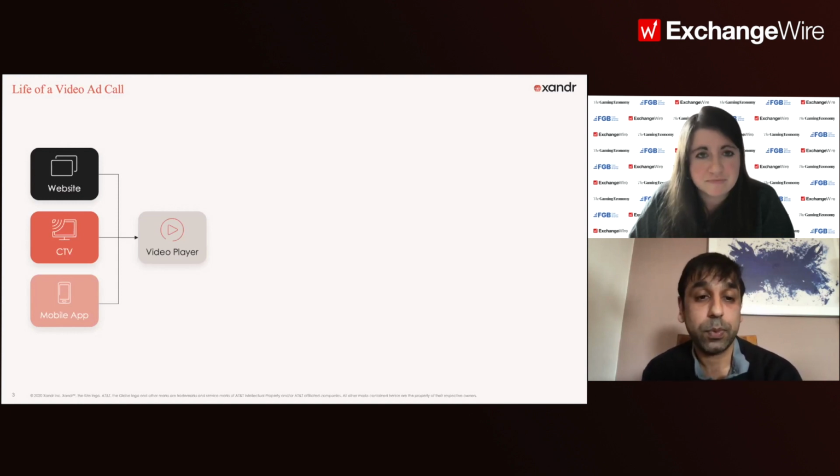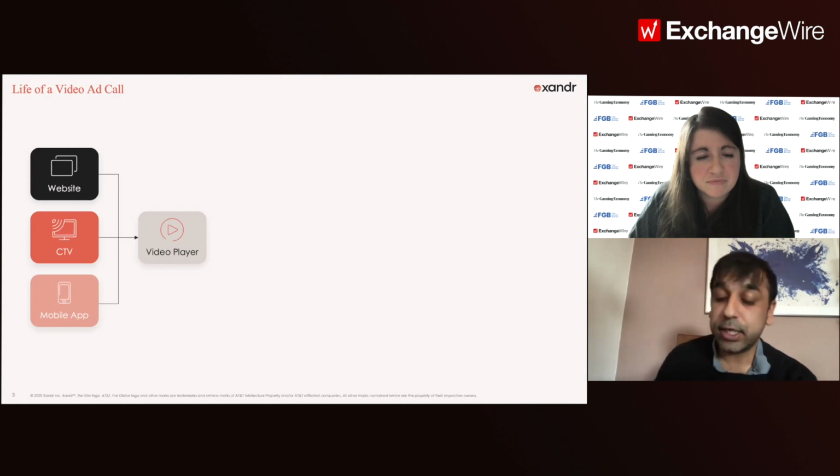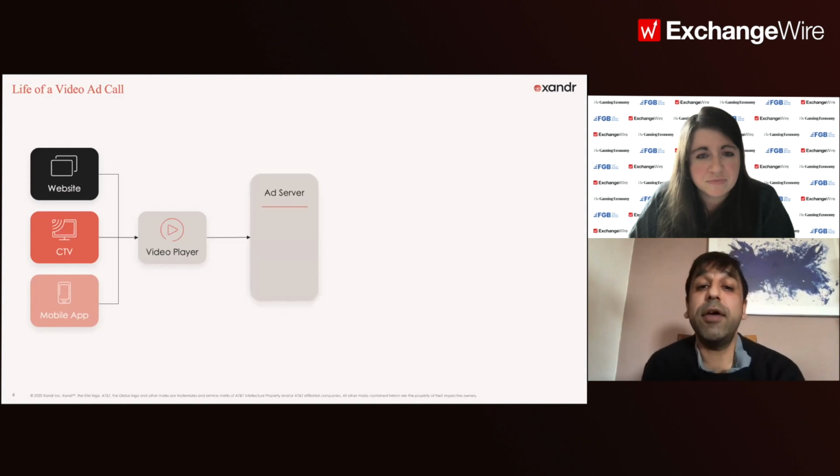Got you. Okay, so we've got to the point where we've instantiated a video player. The next thing that happens is the video player is going to request an ad from the publisher or the broadcaster's ad server. The ad server, exactly like in the display world, is like the brain of the broadcaster or the publisher. It's going to decide what ads are returned, what order those ads are shown in, and where those ads come from.